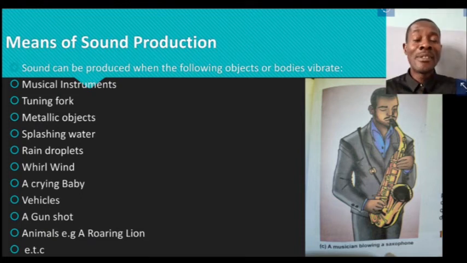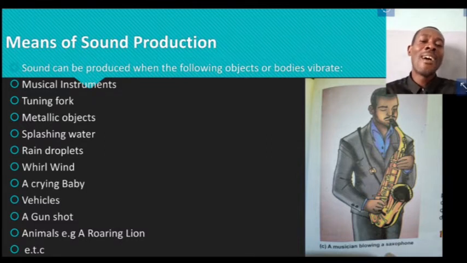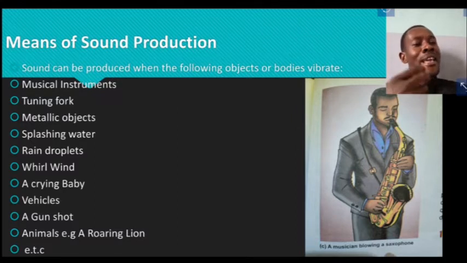Another thing that can produce sound are things like vehicles. When a vehicle is moving, sound is being produced. When the engine is on, it produces a lot of sound.